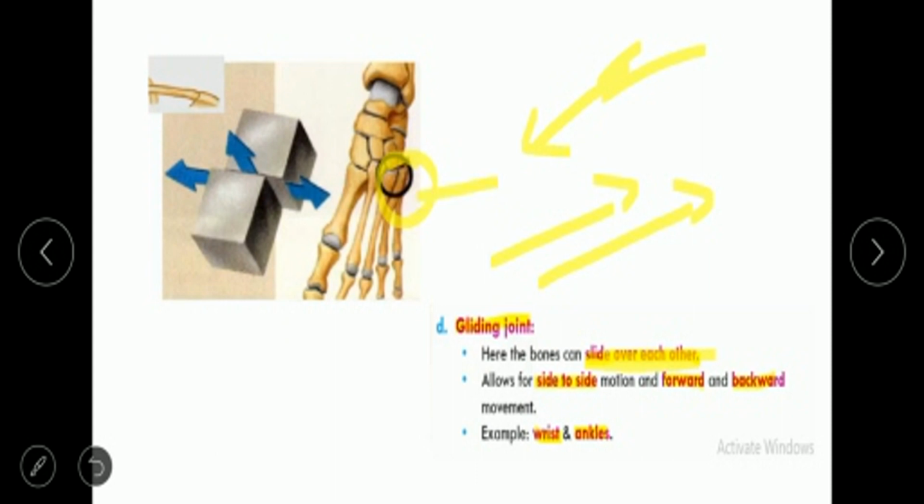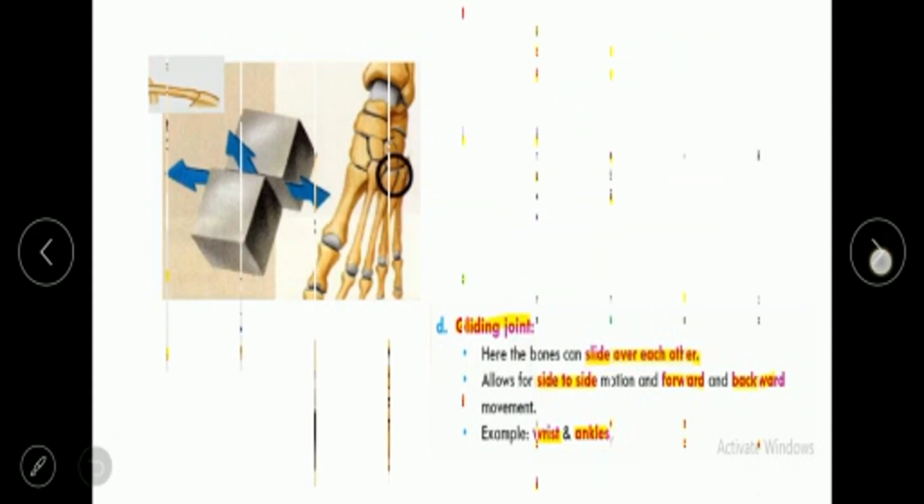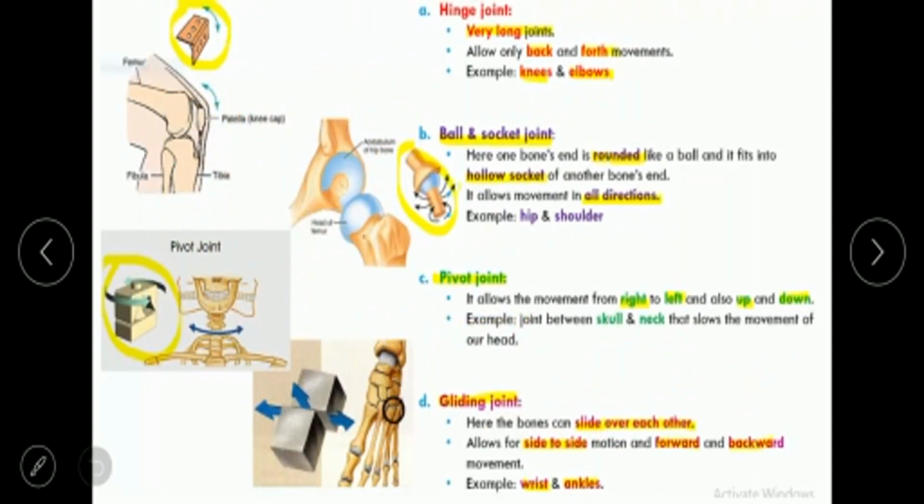Here you can see, for example, there is wrist and ankle. It allows you to move from side to side and forward and backward. You can move with me, like you can move your wrist right to left, up and down, can't you? So this is just because of the gliding joint.